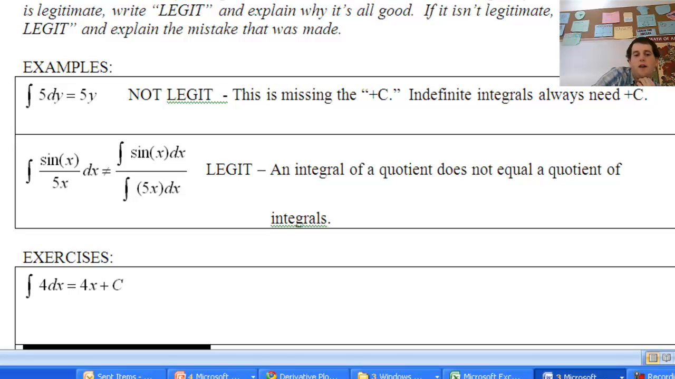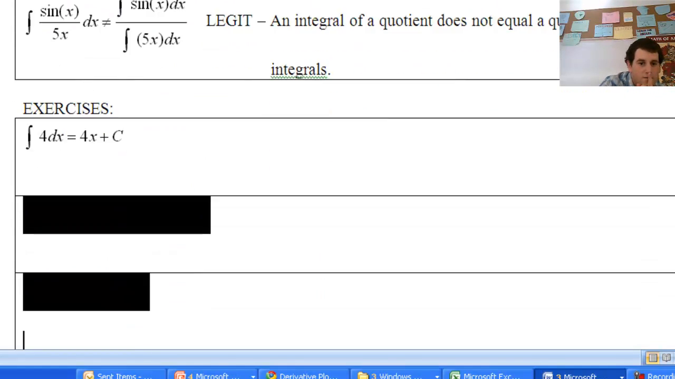Okay, so the first one right there, the integral of 4 dx is equal to 4x plus c. Legit or not legit? Legit. Shannon, give me a sentence explaining why that's cool. What's the rule that's sort of being applied here? You slap an x on it. That's exactly right. Did anybody write that in that box? Bonus points. Okay. Next one.